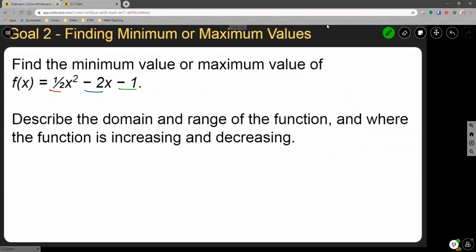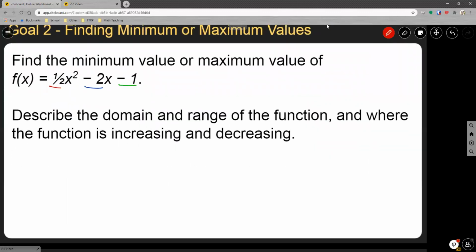Let's keep track of all the different values that we have here. I've got an a value of 1/2, a b value of -2, and a c value of -1. So with these three values, I can put together my image of this graph and figure out what's going on here. So I need to figure out if it's going to be minimum or maximum.